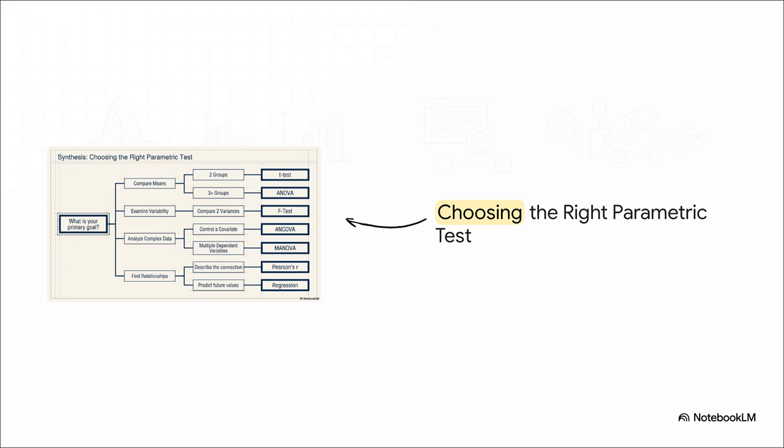Bringing this whole journey together, the synthesis acts as your master decision tree. Your primary research goal dictates your tool. Are you comparing means? 2 groups gets a t-test. 3 or more gets ANOVA. Examining variability? Reach for the F-test. Analyzing complex data? Use ANCOVA for covariance and MANOVA for multiple variables. And finally, to find relationships, you either describe them with Pearson's r or you predict them with regression.